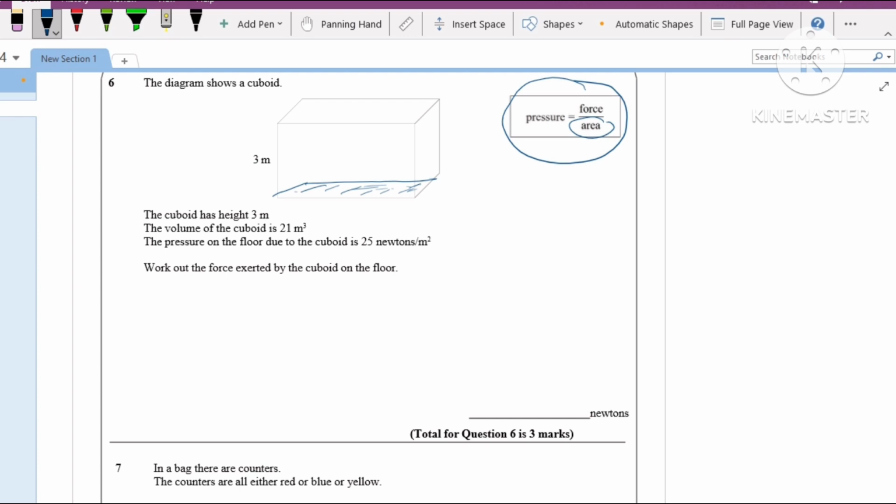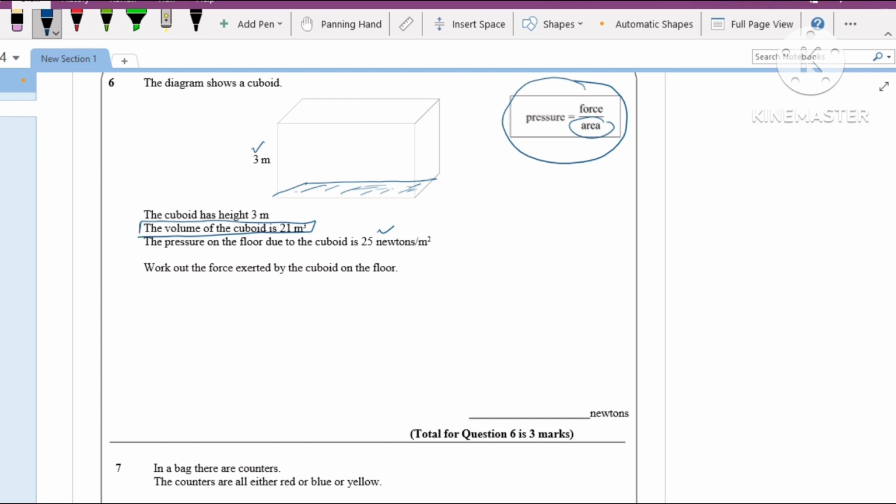Read the question. The cuboid has a height 3. Yeah, this is given. This is the clue. Read the question carefully. Follow the instructions. There is a clue that the value which is given, you have to use that formula to find the unknown. The volume of the cuboid is 21. It is very important to highlight that volume is given. So we don't need volume here. It means from the volume we can find the area. The pressure of the floor is given. We have to work out the force.